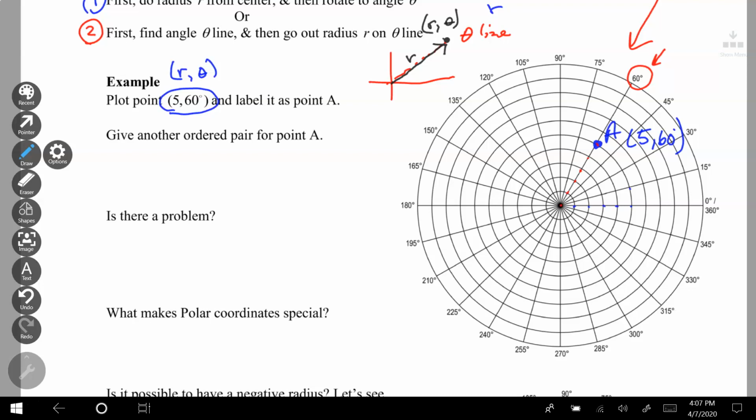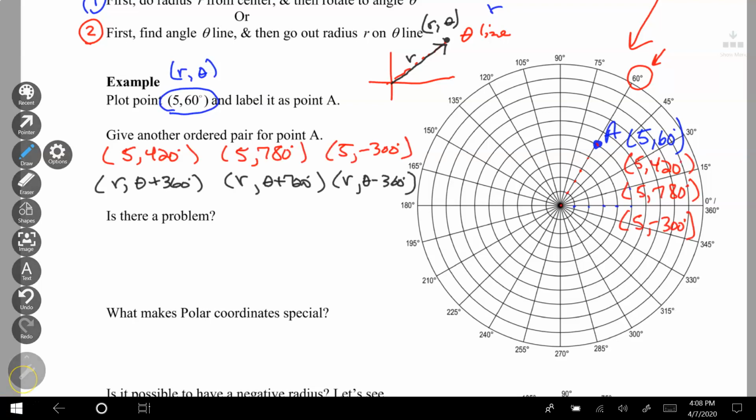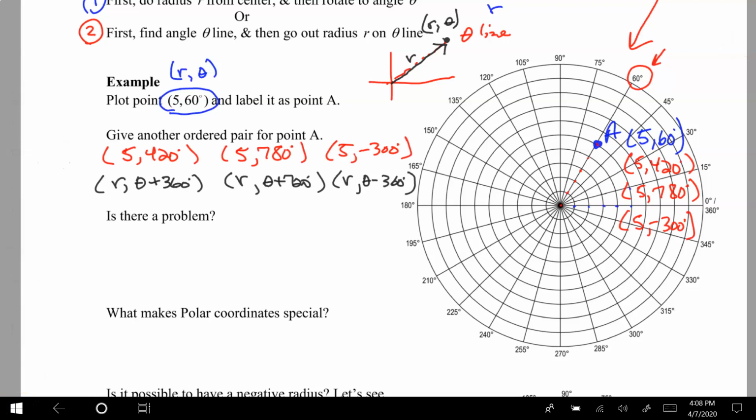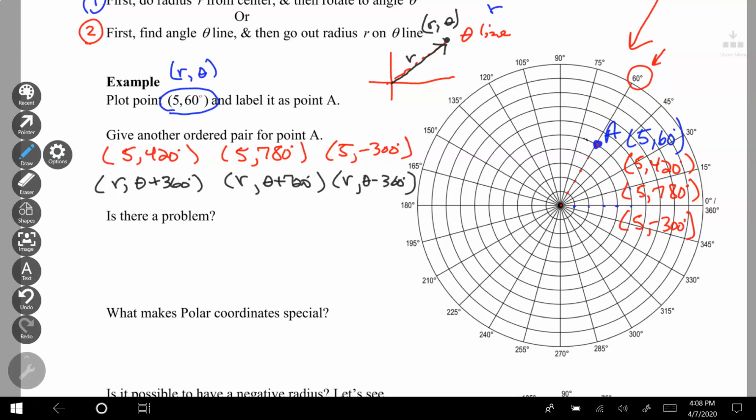But are there other points, other ordered pairs for that point? Well, let's see. As you can see, there are many different ways I can name that point 5, 60. I could take it 60 degrees and rotate another circle around, and I get 5, 420. I could do another circle again. I could do 5, 780. Or I could do backwards 360 and do 5, negative 300.